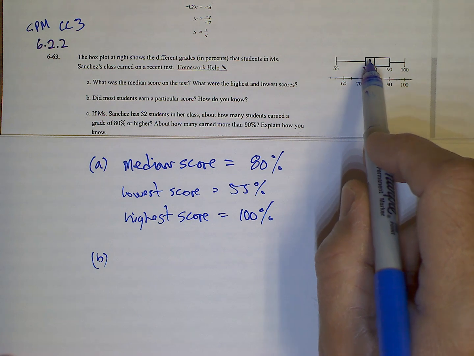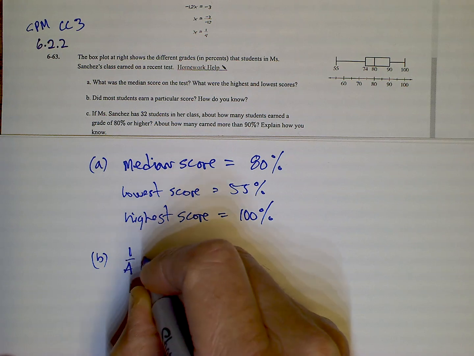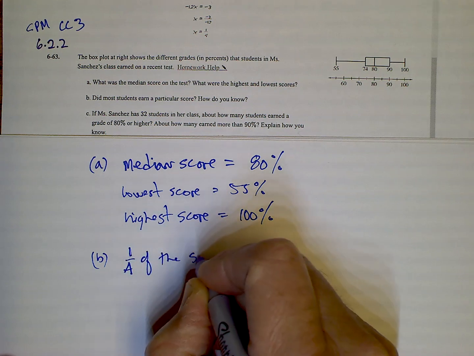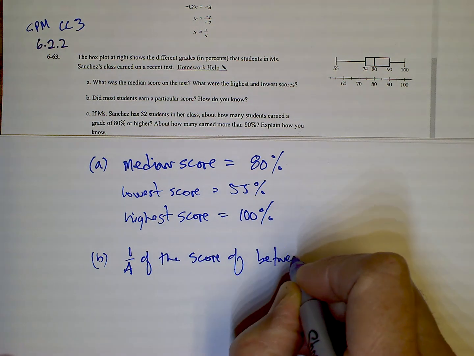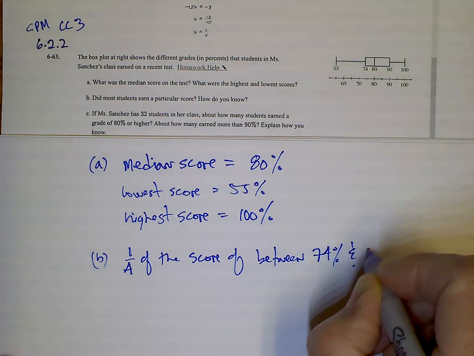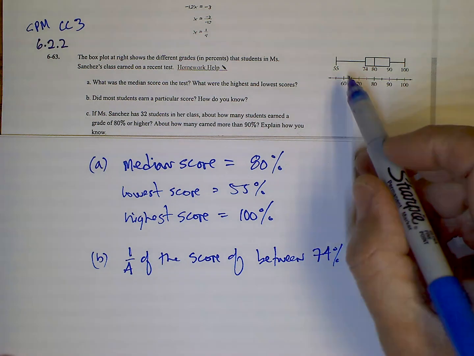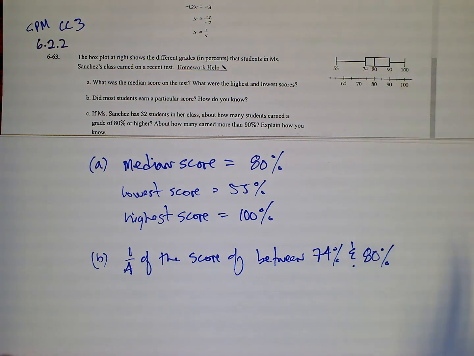So I could see that, and maybe I'll answer that. A quarter of the scores are between 74% and 80%. So that is one of the things we can see. There's a big mass there between 74 and 80%.